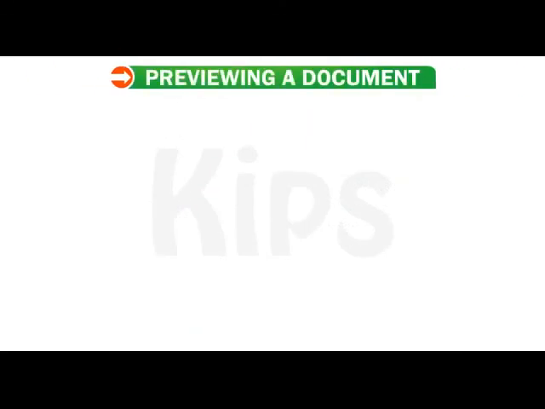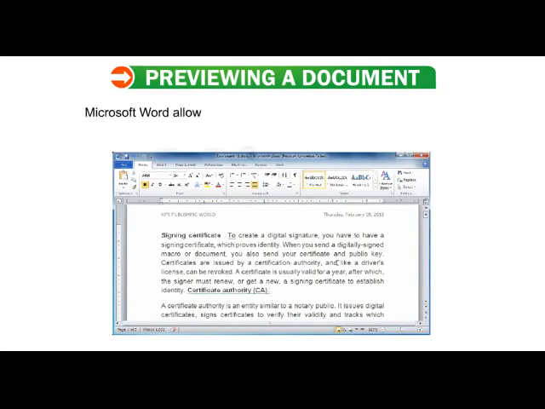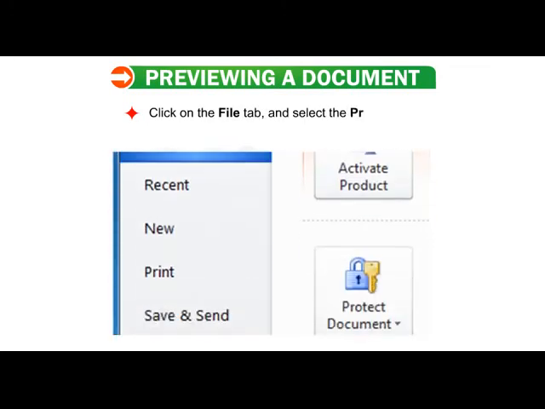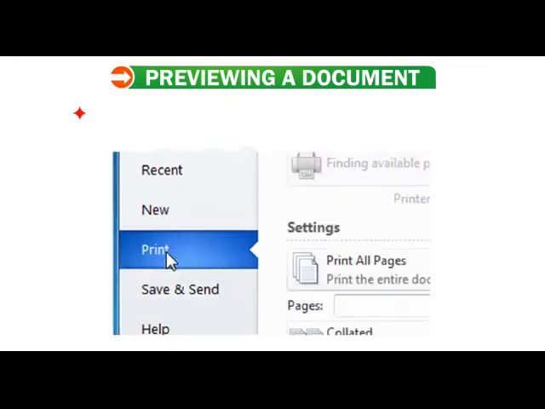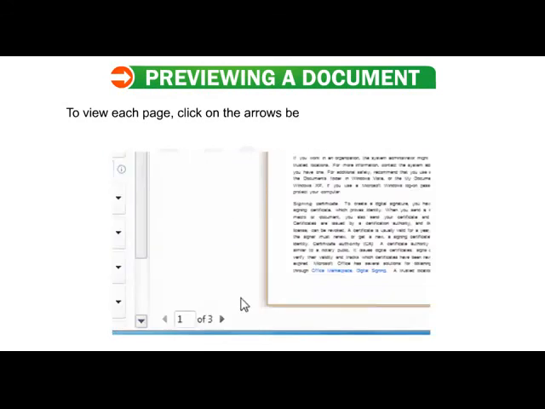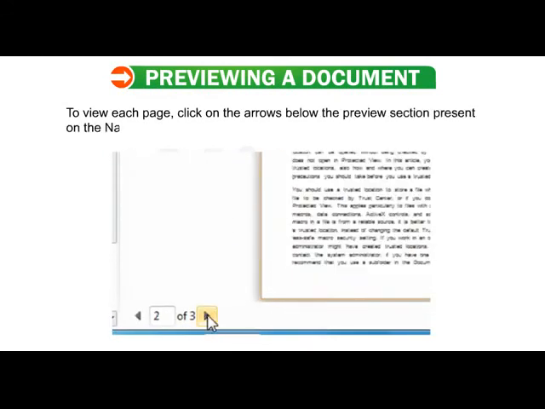Okay students, let me describe how to preview a document. Microsoft Word allows you to preview the document before printing. Follow the given steps to preview a document. Click on the File tab and select the Print option. A preview of your document automatically appears on the right side of the Word window. To view each page, click on the arrows below the preview section present on the navigation bar.